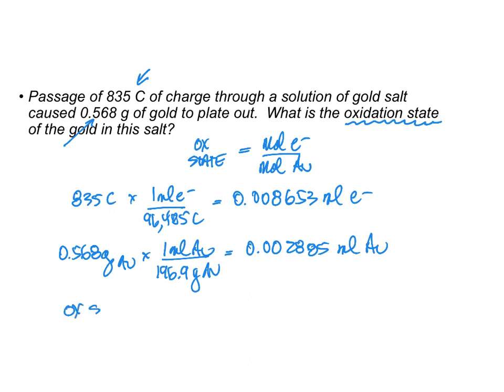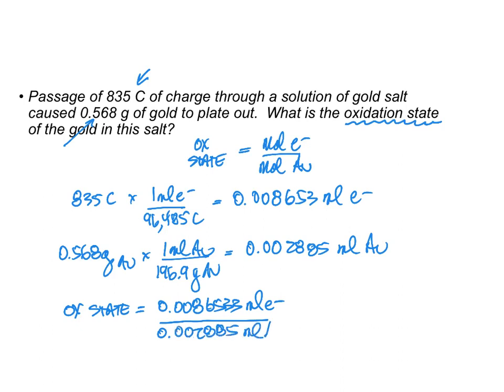So I will now say, what is the oxidation state? I'll take my moles of electrons, 0.08653 moles of electrons, and I will divide it by my moles of gold, 0.02885 moles of gold, and I'll come up with the number 3 moles of electrons for every mole of gold. And that will tell me that this example has gold in the +3 oxidation state.